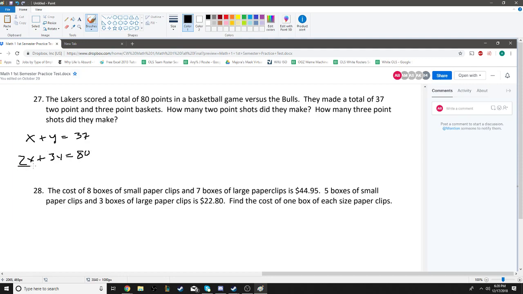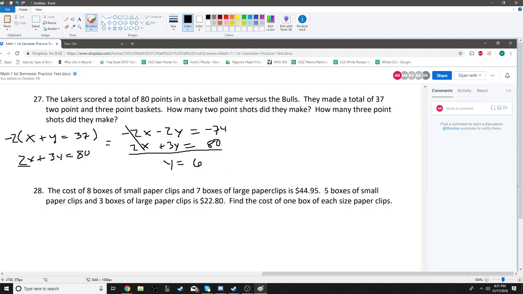So this is a positive 2. I want to cancel it out with a negative 2. So I'm going to multiply everything by negative 2. So I get negative 2x minus 2y is equal to negative 74. And this will be a positive 2x plus 3y equals 80. Negative 2x and 2x cancels. Negative 2y plus 3y is y. Negative 74 plus 80 is 6.